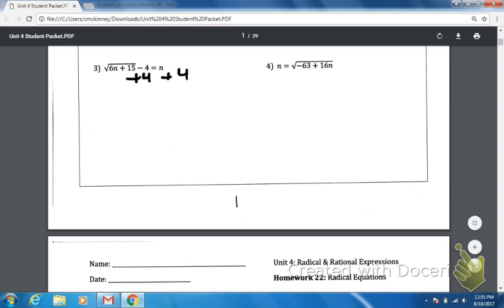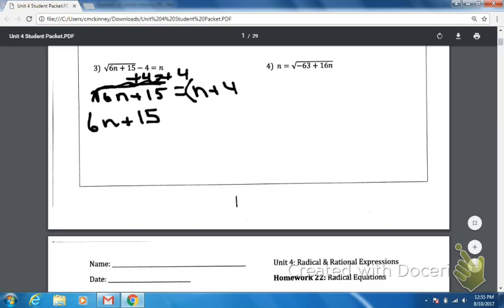Whatever I do to one side, I still do to the other. Some things never change. And then this becomes n plus 4. And then now we need to square both sides to get rid of the radical, because that's step 2. So I square this side. That just gets rid of the radical sign. That side's nice and easy.